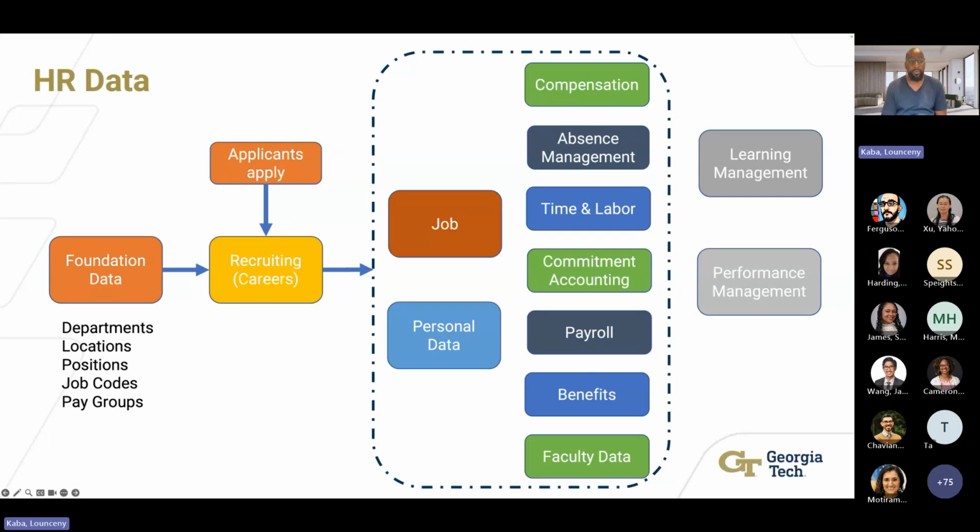Commitment accounting, payroll, benefits. We're going through a benefit period right now. This is the open enrollment when we go to select our healthcare plan for next year. So all those are part of the benefits, and we also have faculty. Faculty data is also in part a little bit separate, so there is a separate section for faculty.